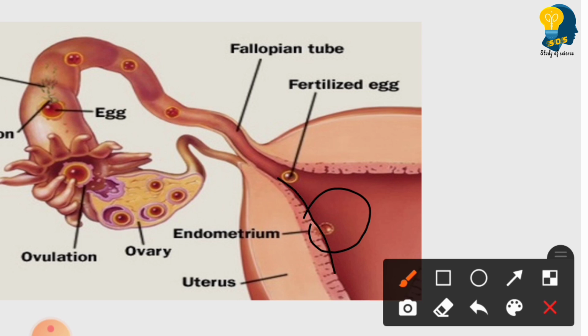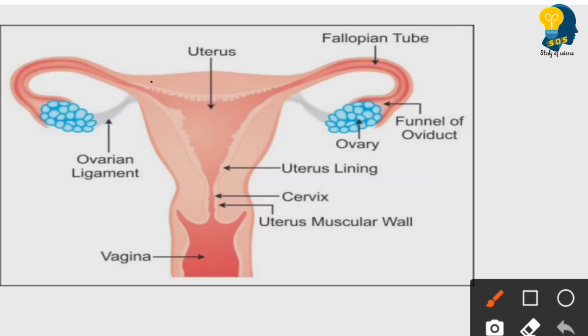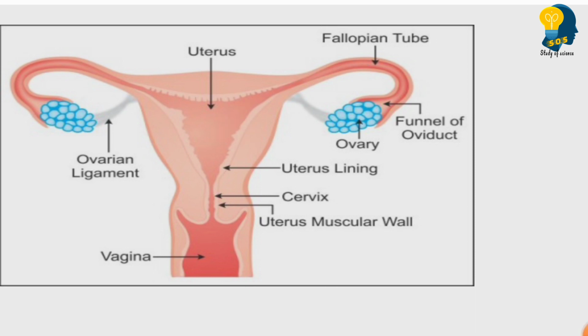So this is the wall. If you look at this picture, you will understand the uterus. This is the wall of the uterus, where exactly the embryo will implant. The embryo enters from the fallopian tube to the wall of the uterus and gets implanted in the uterus. So what happens next? Let's understand this in detail.